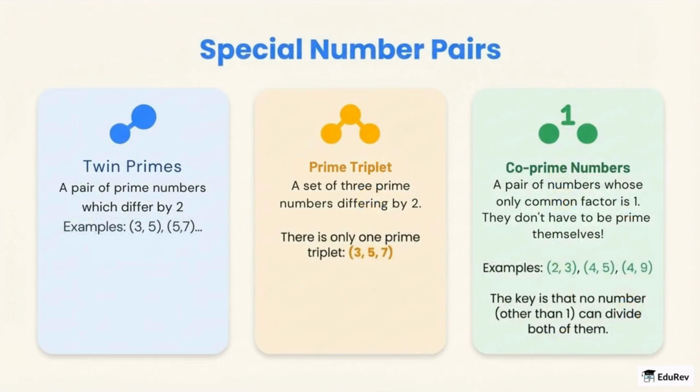There are some neat special pairs to know. Twin primes are pairs of primes that differ by 2, like 3, 5 and 5, 7. A prime triplet is 3 primes separated by 2's. The only one that exists is 3, 5, 7. Co-prime numbers are pairs that share no factors other than 1. They don't have to be prime themselves. Examples include 4, 9 or 4, 5. Co-prime is all about having no common divisors except 1.